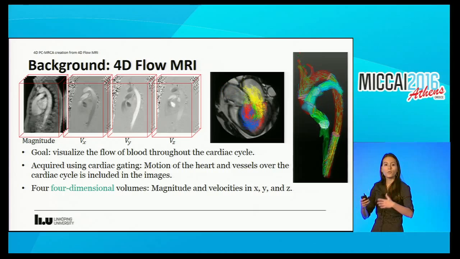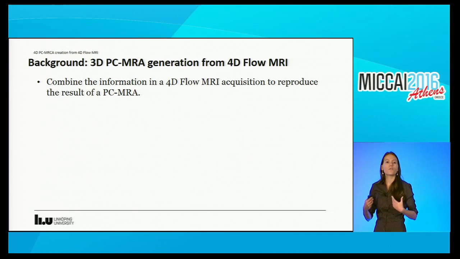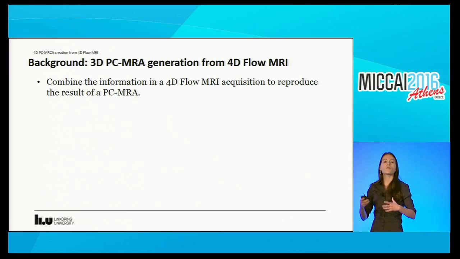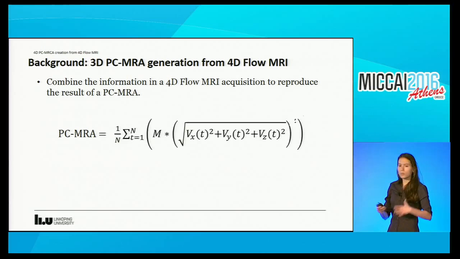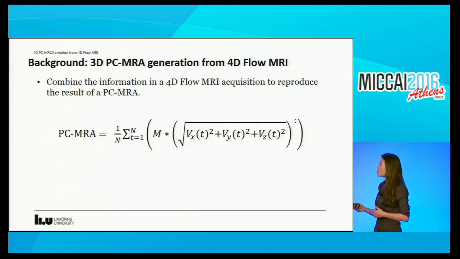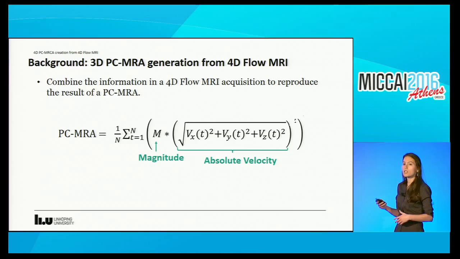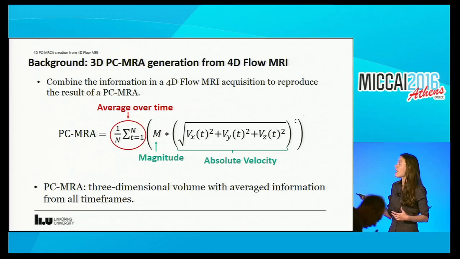So one of the things that is very commonly done from 4D flow MRI is the creation of PC-MRA data. We combine the information in a 4D flow MRI acquisition to reproduce or mimic what would have happened if we had taken a PC-MRA instead, obviously to visualize the flow. This is done with a pretty simple formula usually. We have an absolute velocity, which is the magnitude of the velocity vectors, multiplied by a magnitude, which gives me some sort of anatomical information. And then a very important step is the average over time.